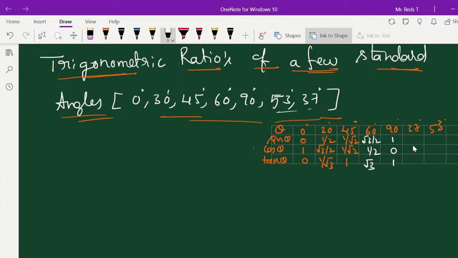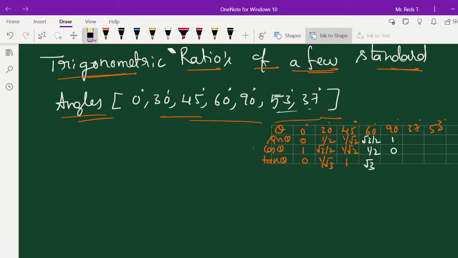So sin 90 is 1, cos 90 is 0, tan theta is 1 by 0. Anything divided by 0, is it 1?